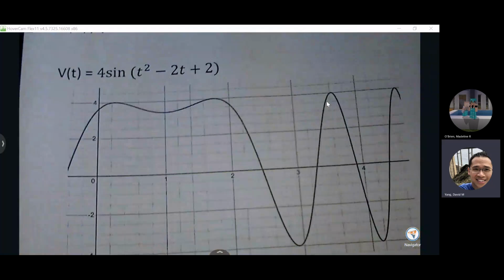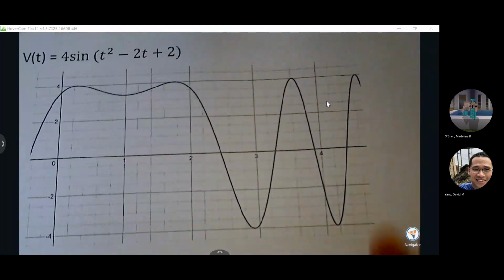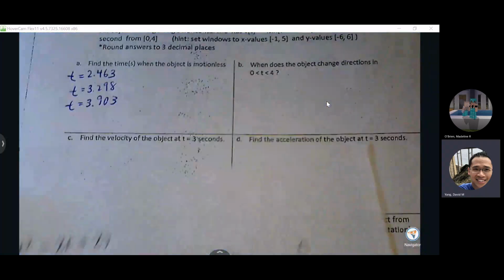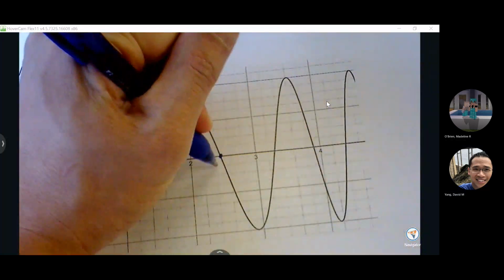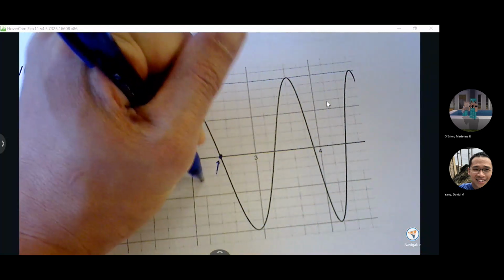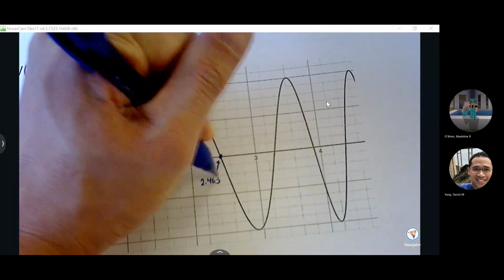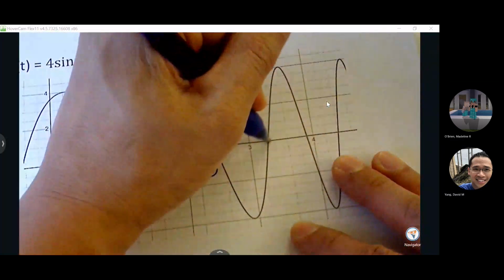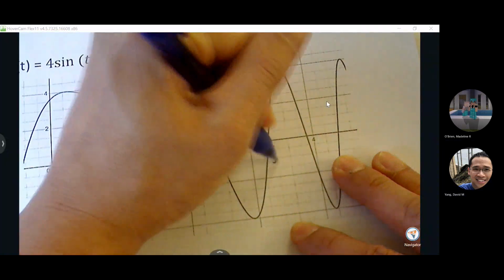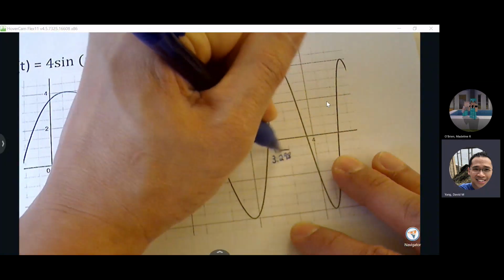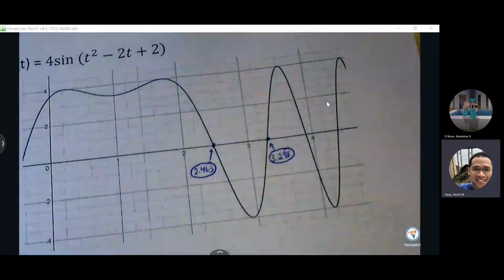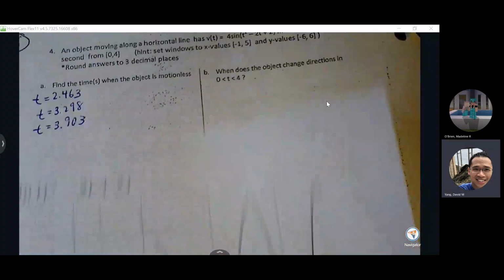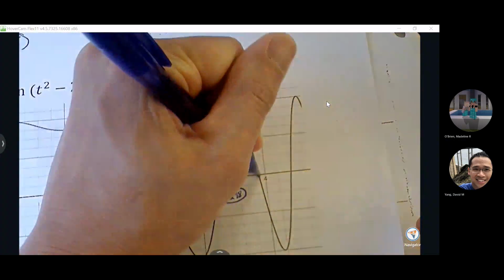Okay, so we found these x-intercepts, right? Let me label them here. We found one of them to be 2.463. We found another one to be 3.298. I just wanted to give a visual. I mean, you have your calculator, but I want to be able to make markings on it. And then the last one is 3.903.